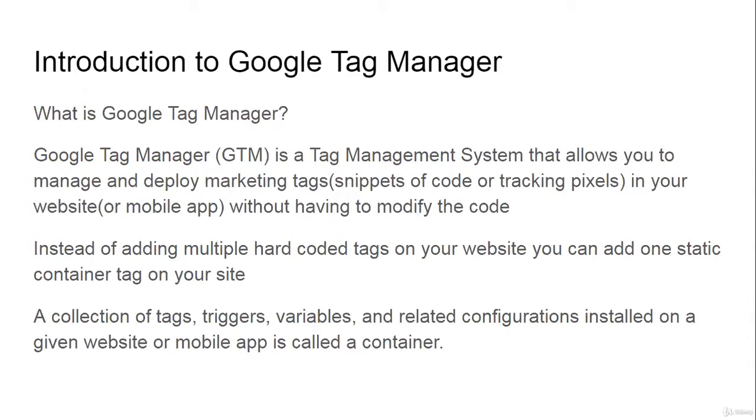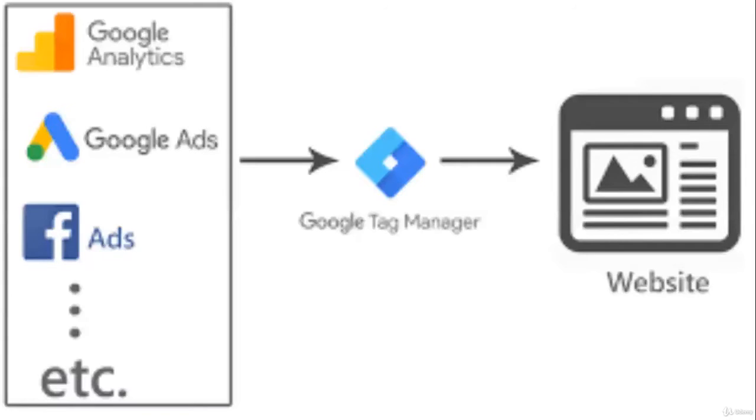Let's imagine on your website, you need to install a Google Analytics tag in order to track the post-click behavior of your users. What is the time they are spending on the site? What is the bounce rate? What is the number of sessions, the number of page views, etc.? Then you want to install the Google Ads remarketing tag, and the Google Ads conversion tracking tag.